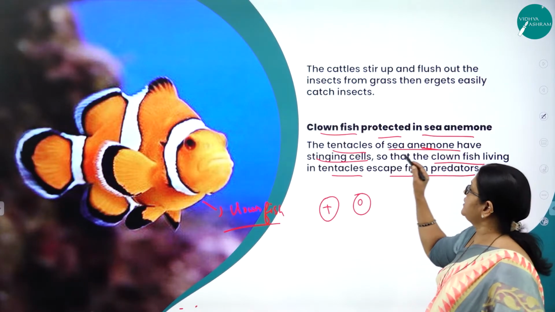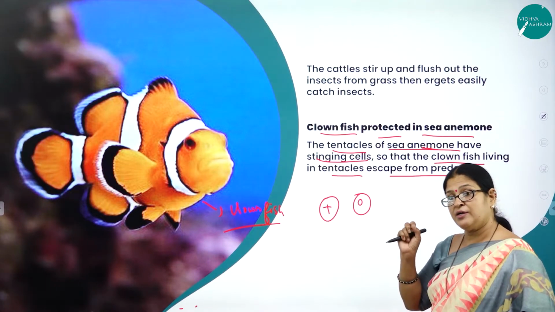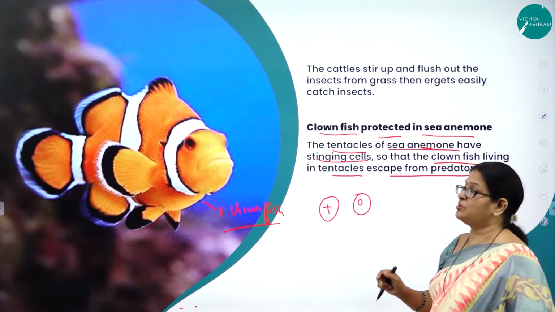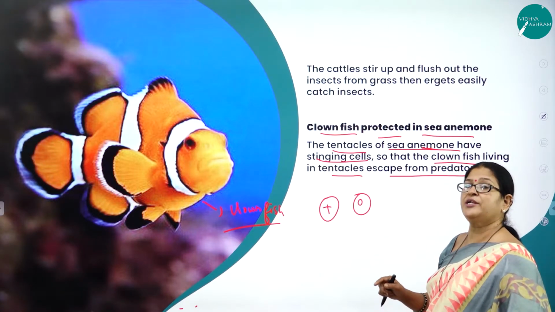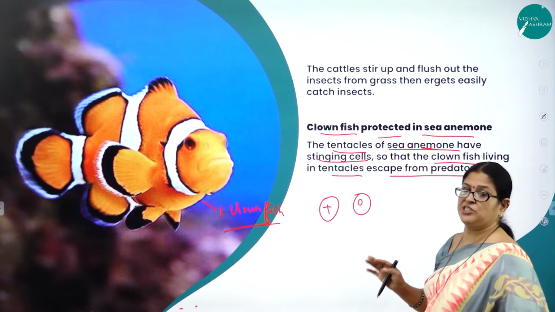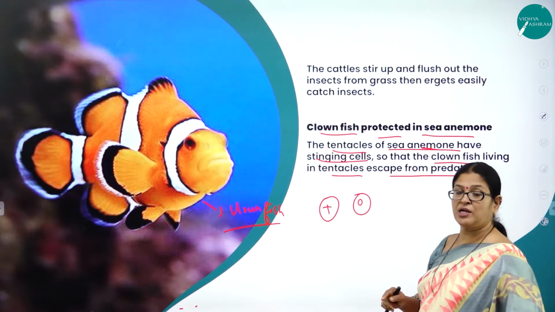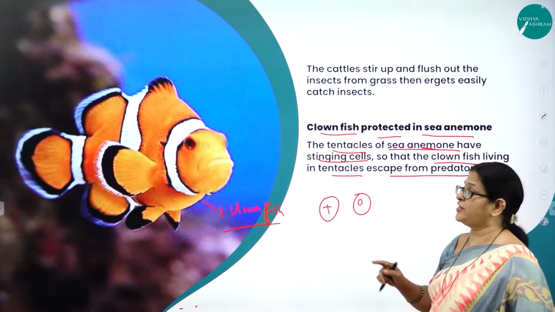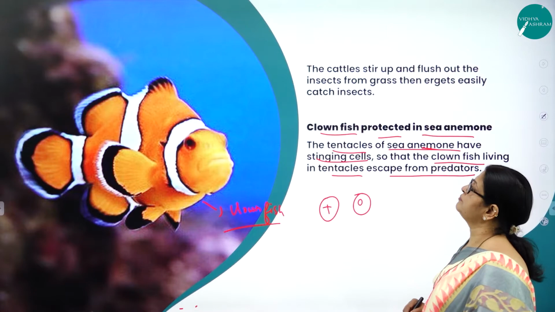As I said, the tentacles of sea anemone produce what? Stinging cells, which will kill other animals. So obviously it will not hurt the clownfish. It is taking protection in the tentacles so that nobody will come near the clownfish to eat it, because they are afraid of the stinging cells of the sea anemone.